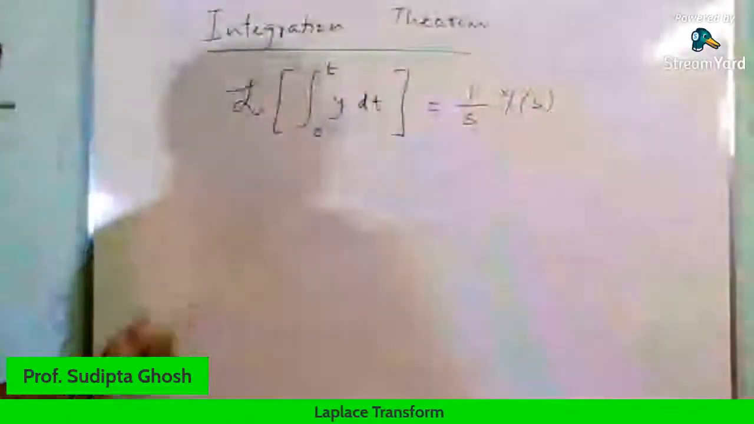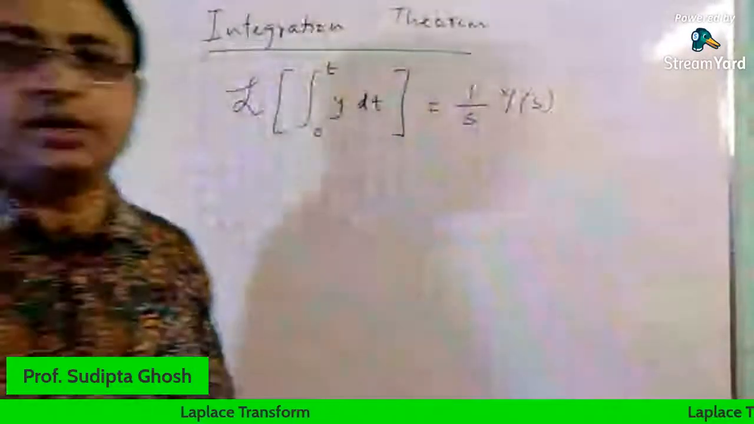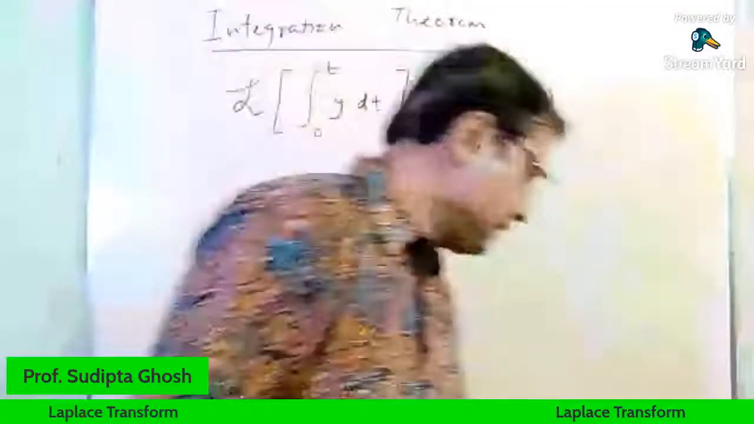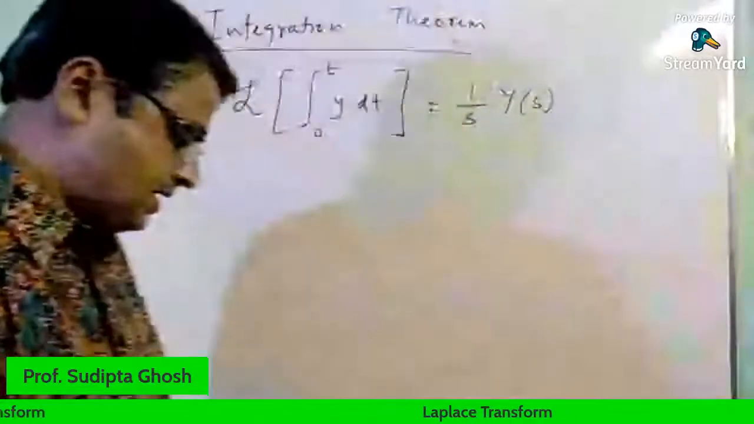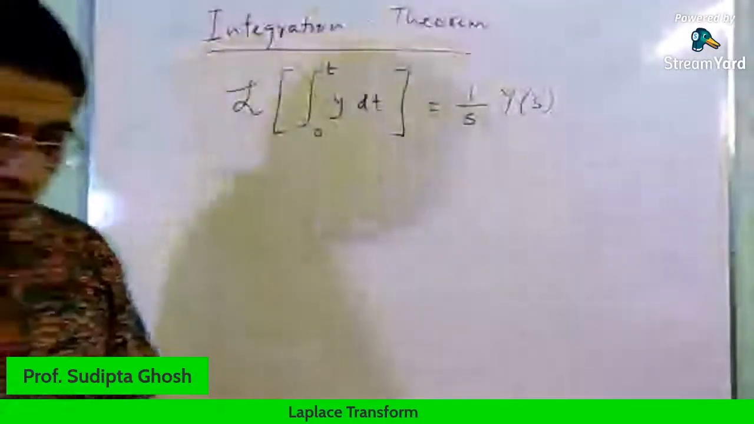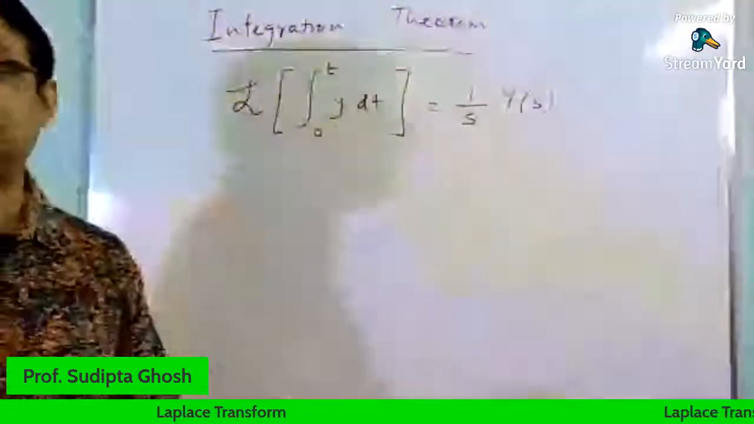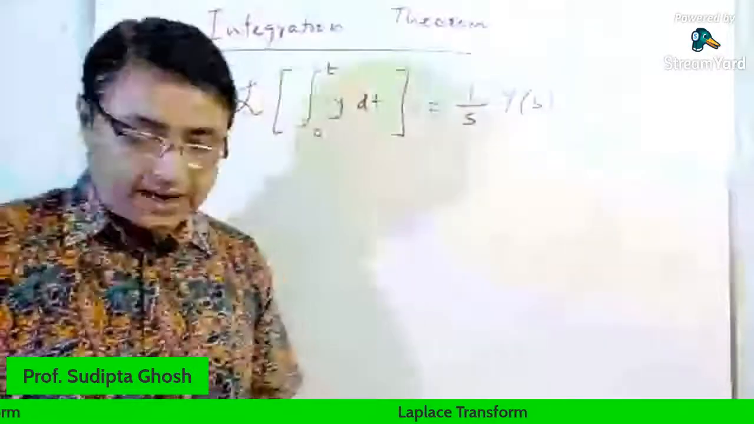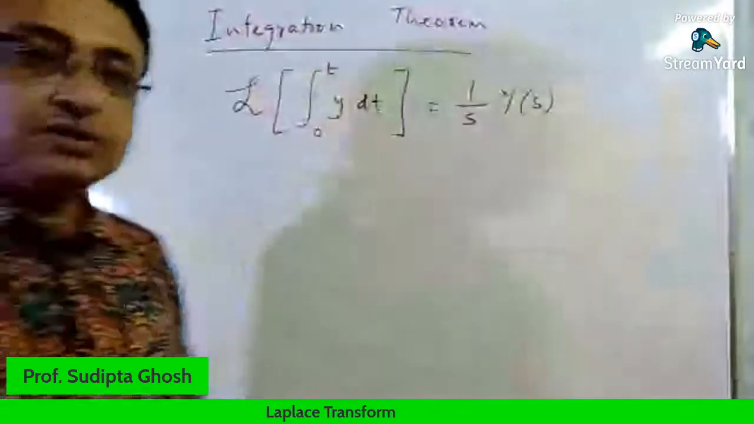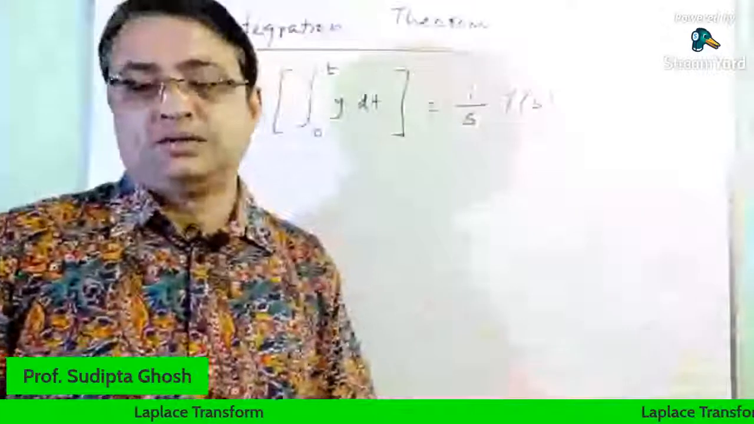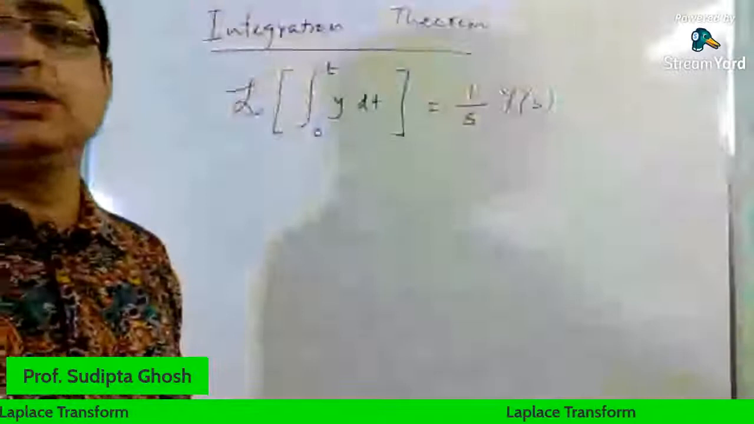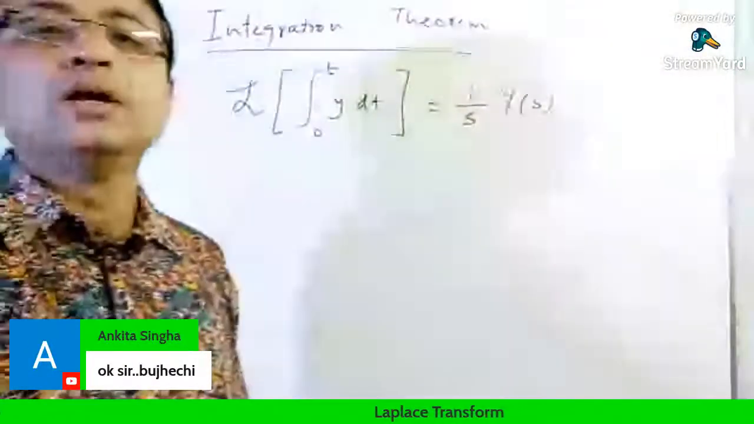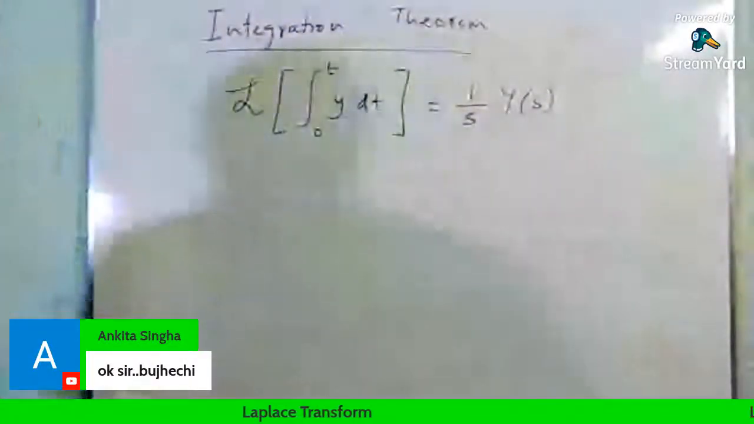So this is our integral theorem, and it gives that the Laplace transform of the integral from 0 to t of y dt is actually 1 by s times capital Y of s. Now there are two other theorems as well.